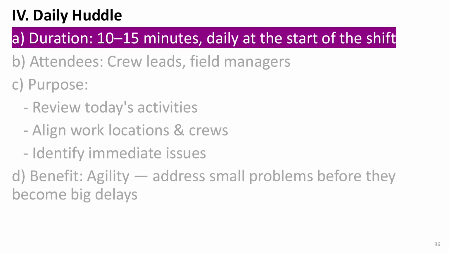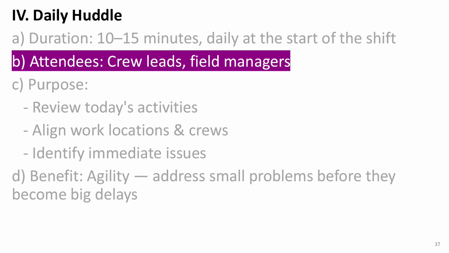Each daily huddle is a short meeting, about 10 to 15 minutes, held at the start of each shift. It's not meant to be a long discussion, just a quick check-in to get everyone on the same page before work begins. The crew leads and field managers are the key participants here. This isn't a full team meeting. It's for the people who are coordinating the day's work on site.